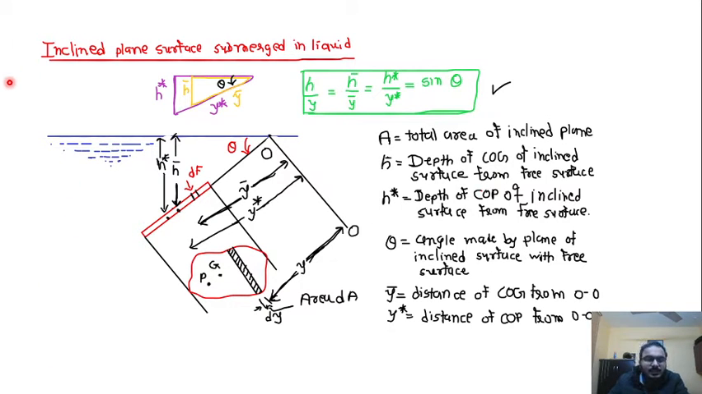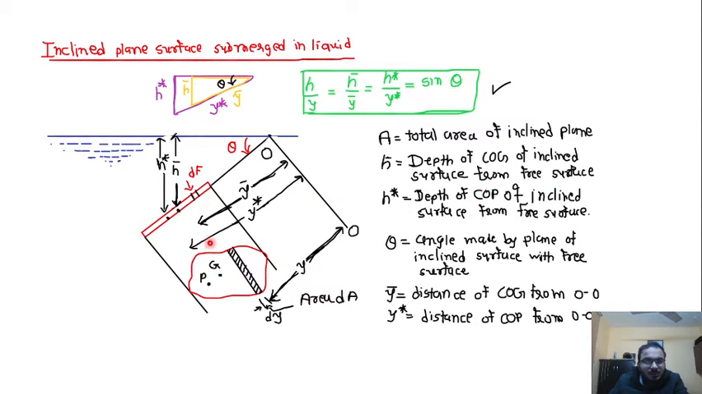In our last lecture we started with an inclined plane surface submerged in a liquid. As you can see, this is the surface, and it is inclined at an angle of theta from the free surface. The center of gravity and center of pressure are G and P respectively, at heights of h bar and h star, and at distances of y bar and y star respectively from this O axis.